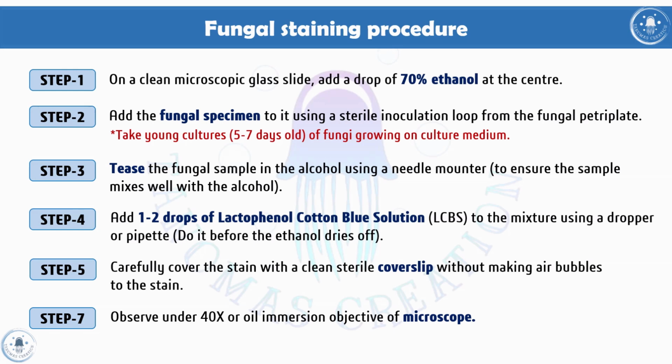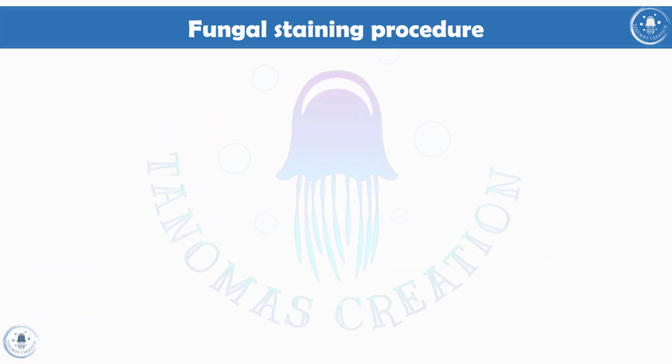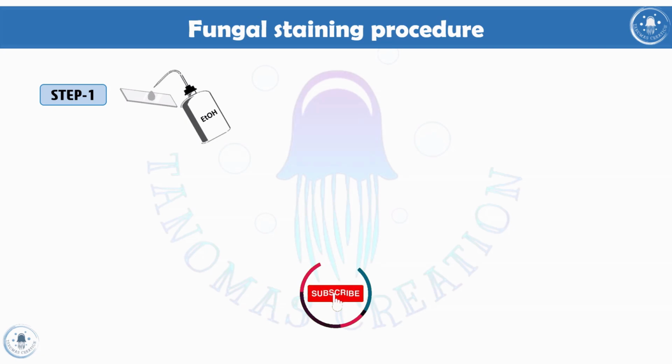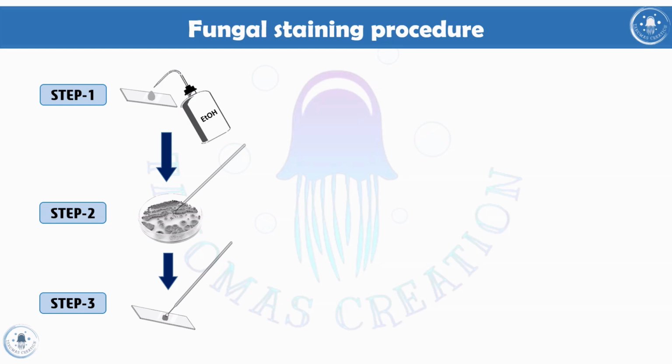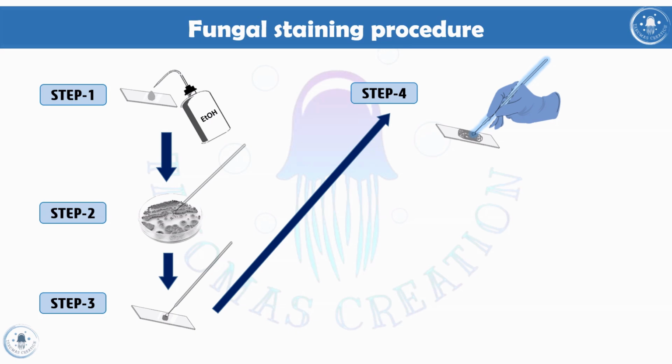This will become clearer if you look at the pictorial procedure of the staining. In step 1 we had ethanol. A drop of ethanol was placed on the middle of the slide. Then we took a petri plate which has a fungal culture, took the culture from it with an inoculating loop, and placed it on the middle of the slide where you put the ethanol. Now in step 4, you do the teasing part. Tease it properly with the 70% ethanol for clear visualization.